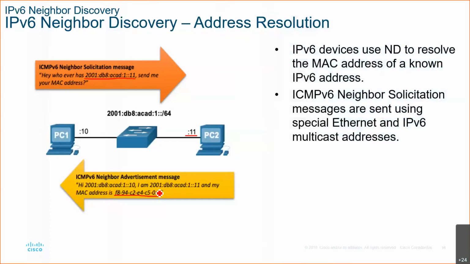So that brings us to the end of today's session. Just remember, for IP version 4, we use ARP. For IP version 6, we use ND, Neighbor Discovery. Okay.